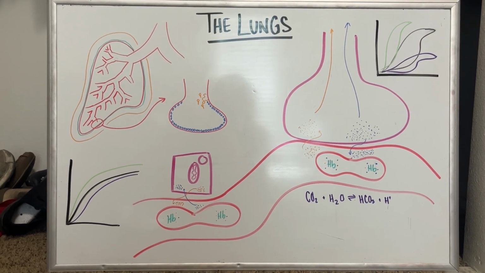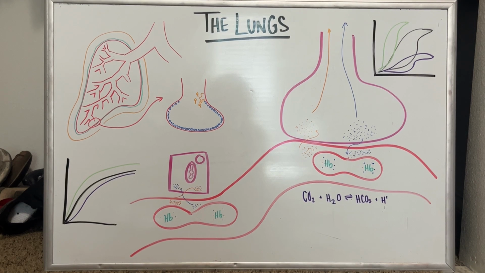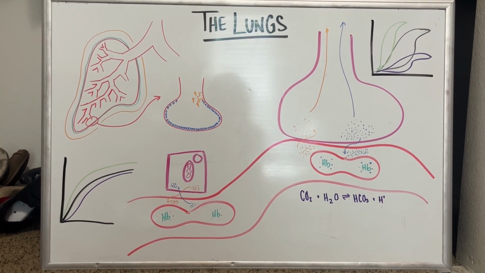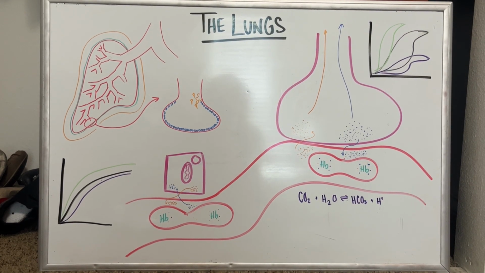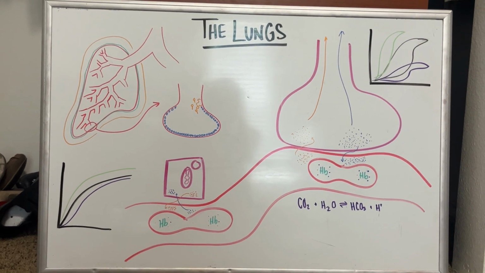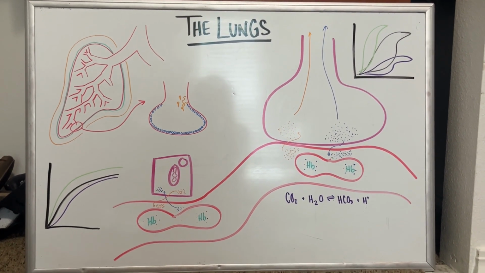The things that can affect hemoglobin's affinity for oxygen are carbon dioxide, acidity or pH, 2,3-diphosphoglycerate or BPG, exercise, and temperature. We're going to talk about fetal hemoglobin and carbon monoxide.